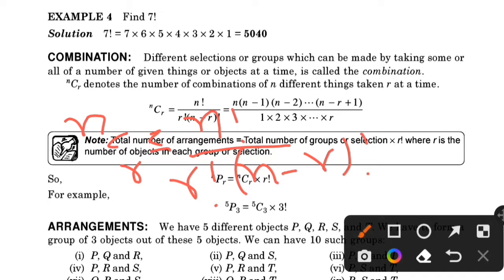Okay, the only thing which does not come in the formula of permutation is the r factorial. Otherwise the formulas for permutation and combination are the same. In the permutation formula we have n factorial over n minus r factorial, and in the combination we have n factorial over r factorial into n minus r factorial.